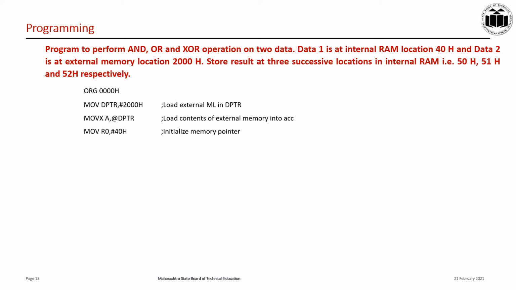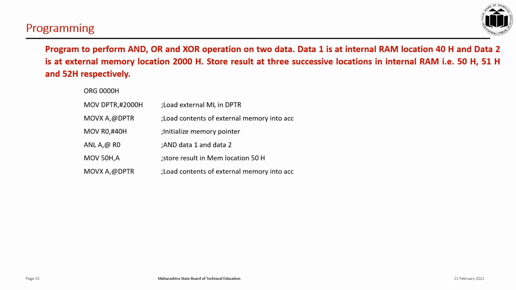MOV R0, #40H. This will initialize memory pointer. ANL A, @R0. Here it will AND the data pointed by the register R0 and the content of accumulator. After AND operation, the result will be stored in accumulator. This result will copy to memory location 50H by using instruction MOV 50H, A.